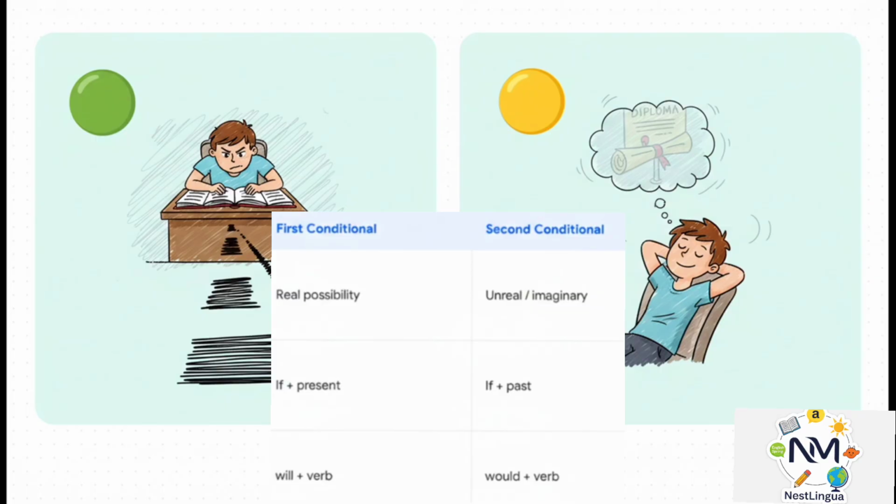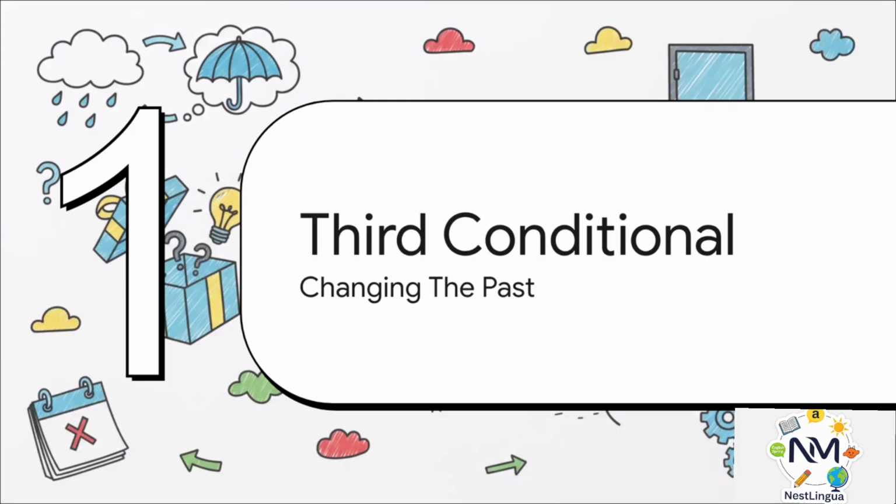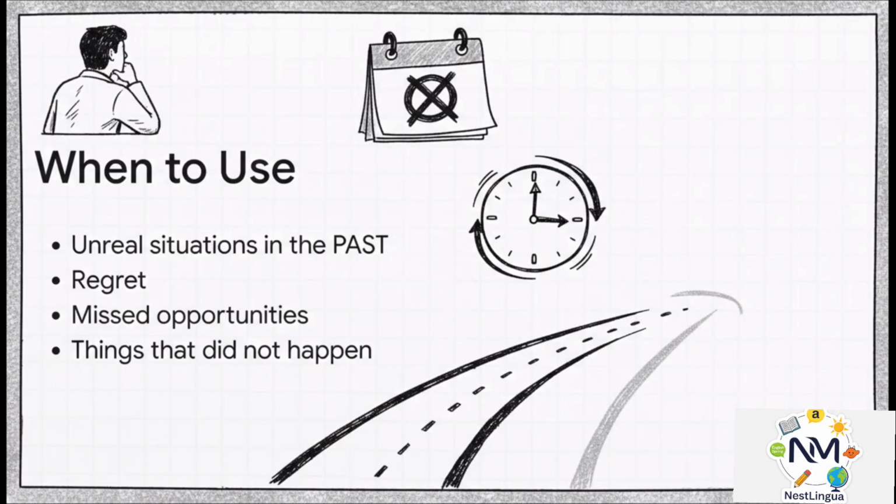One's a plan, the other is just imagination. So if the second conditional is for dreaming about the present, what about the past? Well, that leads us to our final one, the third conditional. This one deals with something a little heavier, imagining a different past. It's often called the regret conditional. We only use this one to talk about the past, and not just any past, but an unreal past.